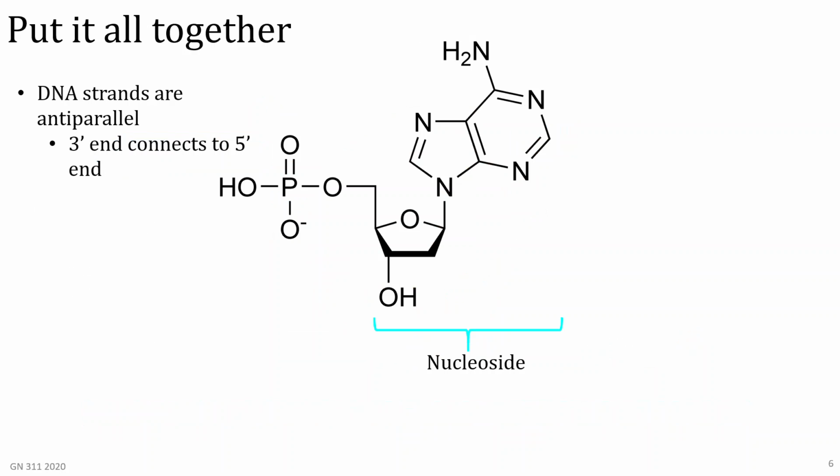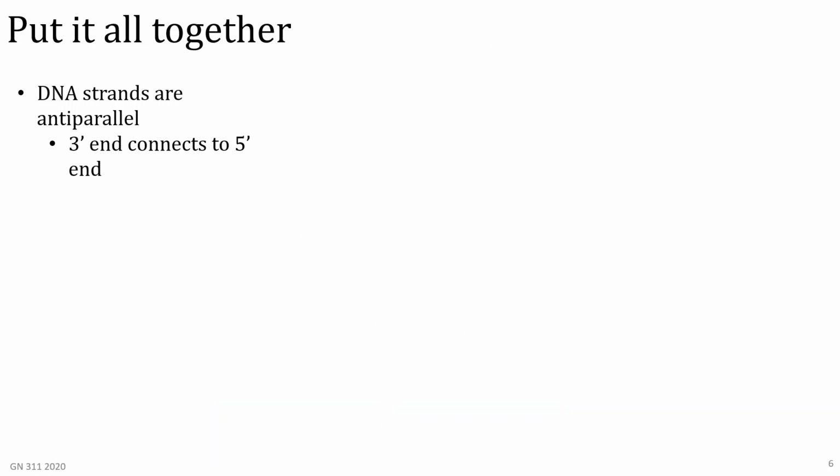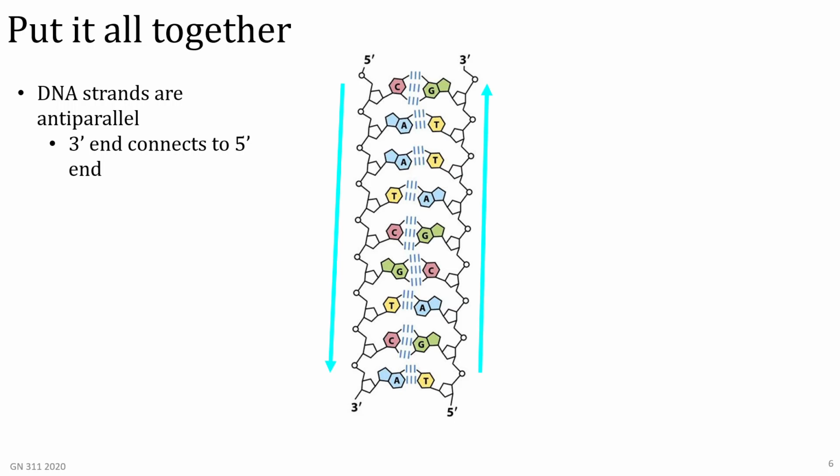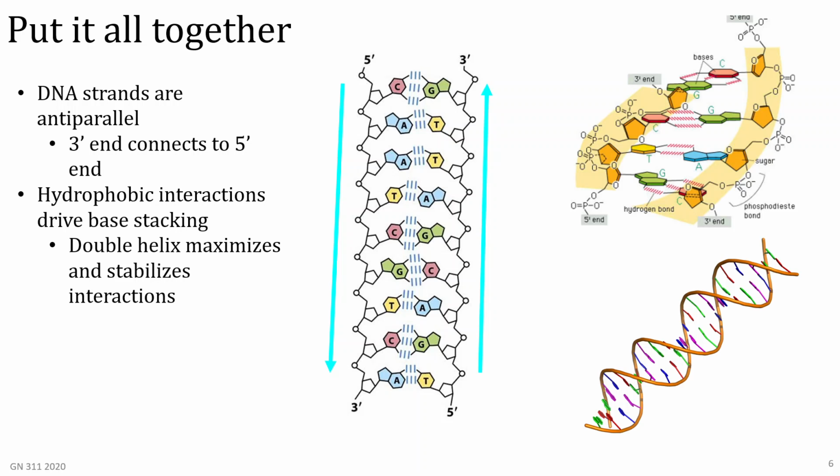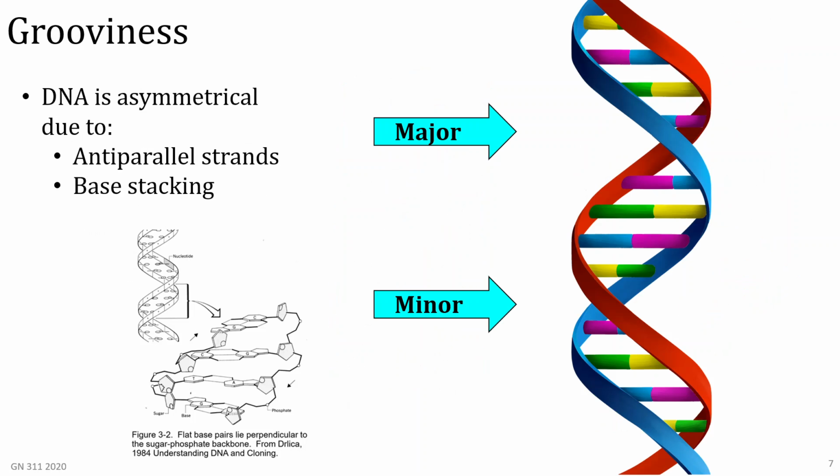So, like I said, if you have a base and a sugar, you'll have a nucleoside, but if you have all three, you'll have a nucleotide, and these are what stack on top of each other to make those strands. They connect 3' to 5' ends, so the 3' end of one nucleotide connects to the 5' end of the other, but it's always running 5' to 3', it's just the directions are switched on each side. There are hydrophobic interactions between the bases that are driving the double helix. This maximizes and stabilizes those interactions, which is why it's in that structure.